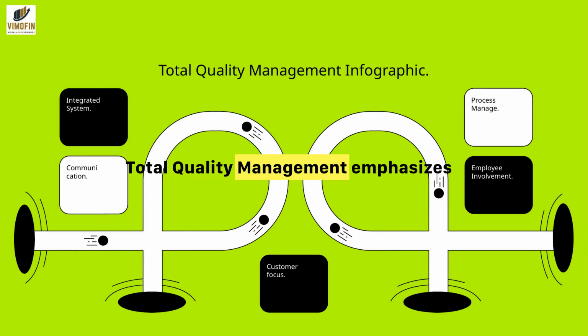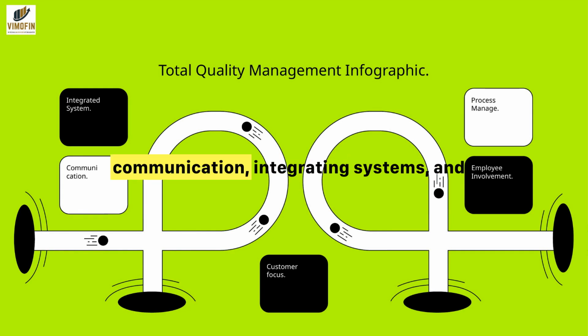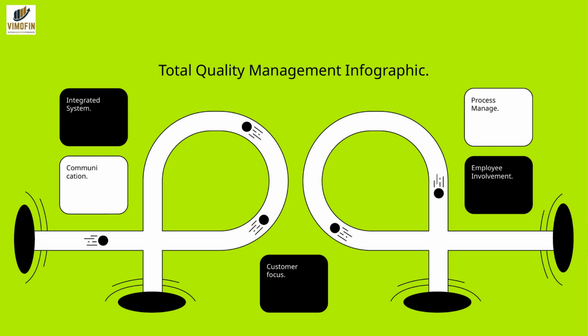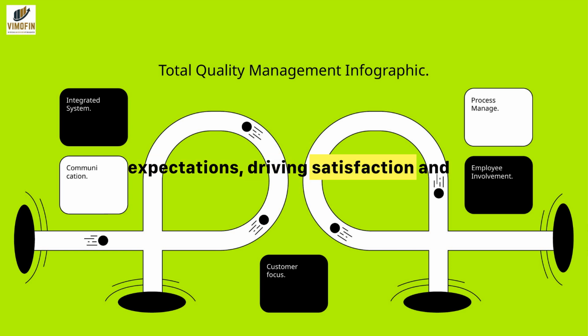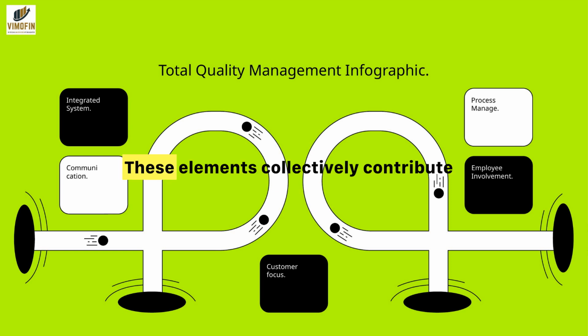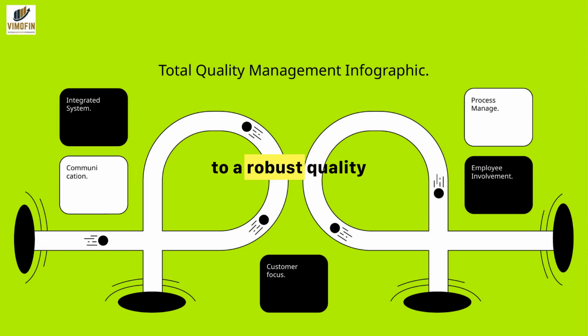Total quality management emphasizes communication, integrating systems, and managing processes to enhance quality. Employee involvement is crucial, fostering a culture of continuous improvement. A strong customer focus ensures that products and services meet or exceed expectations, driving satisfaction and loyalty. These elements collectively contribute to a robust quality management framework.